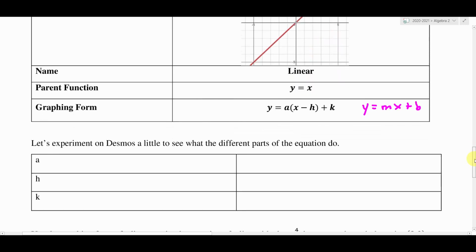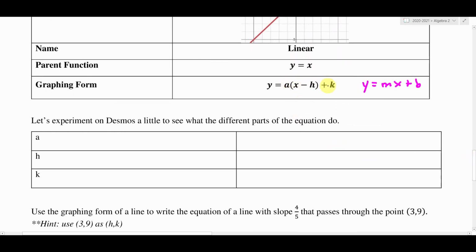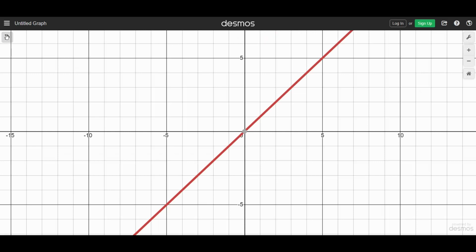All right. So what I want to figure out again is, what do a, h, and k do to our lines? And there's not going to be too much surprise here. a, h, and k do the same thing to the lines that they did to the other functions, but there's some other things to explore as well. So we're going to go to Desmos, and we're going to give it a try here.